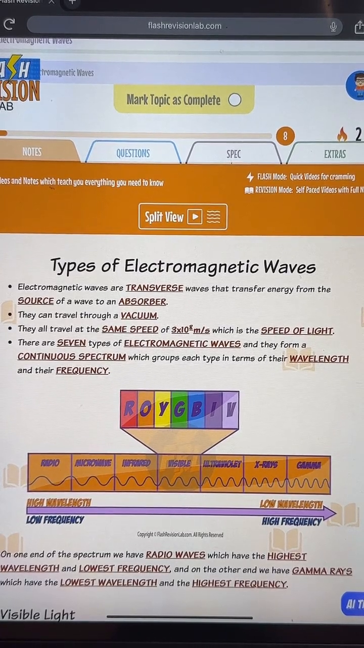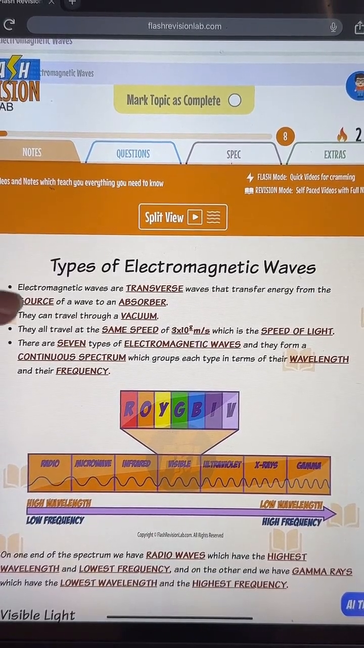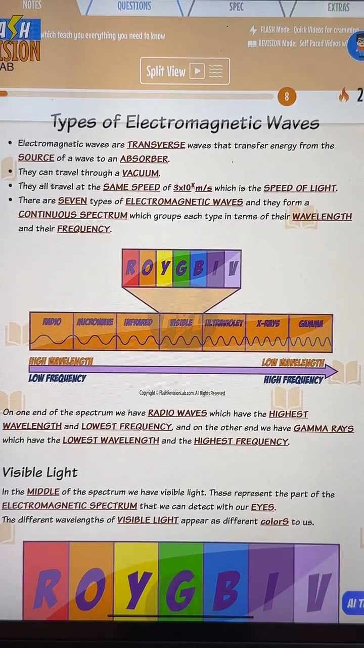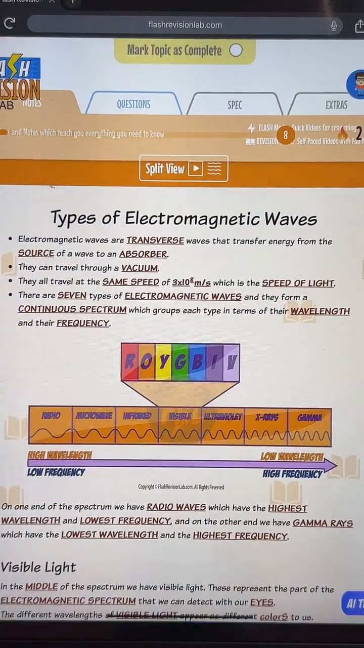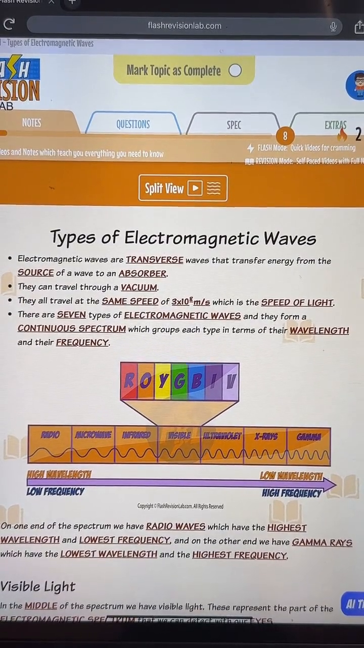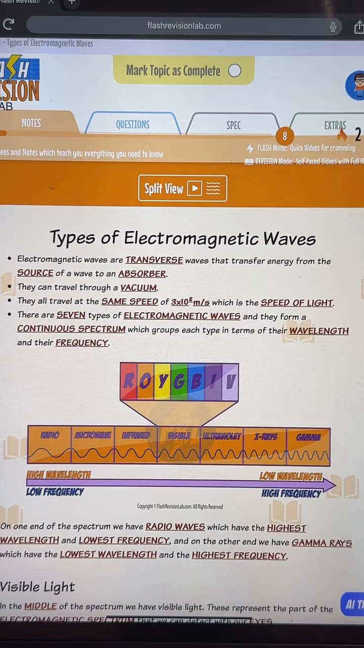Does gamma have the highest energy? It's a good question. It's not something that you learn in this specification at GCSE; it's something you refer to more at A level. But if something has a higher frequency, it has a higher energy, so gamma has the highest energy of all of them.